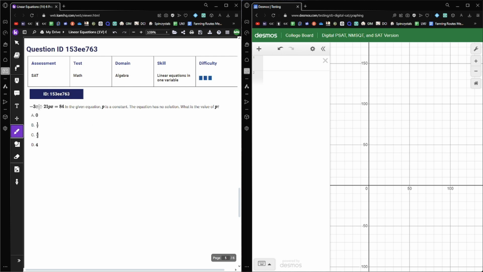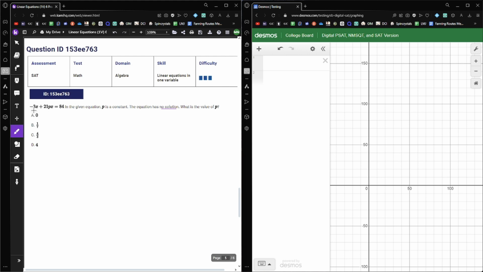Question number 5. In the given equation, p is a constant. The equation has no solution. What is the value of p? Now if you notice, this equation does look a little bit different because they don't have the plus 25x on the right side. So we're going to do this question a little bit differently.